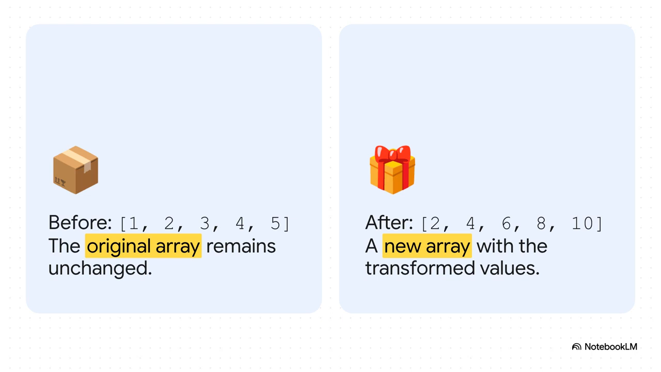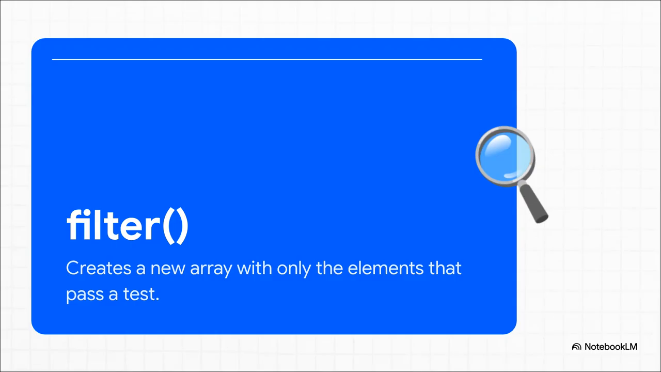And this is a core principle here. We try to avoid changing or mutating our original data. It's so much safer. All right, next up is filter. Now, if map is an assembly line, filter is like a bouncer at a club with a very strict guest list. It looks at every single item in the array, checks it against your condition, and only lets the ones that pass the test into the new exclusive array.